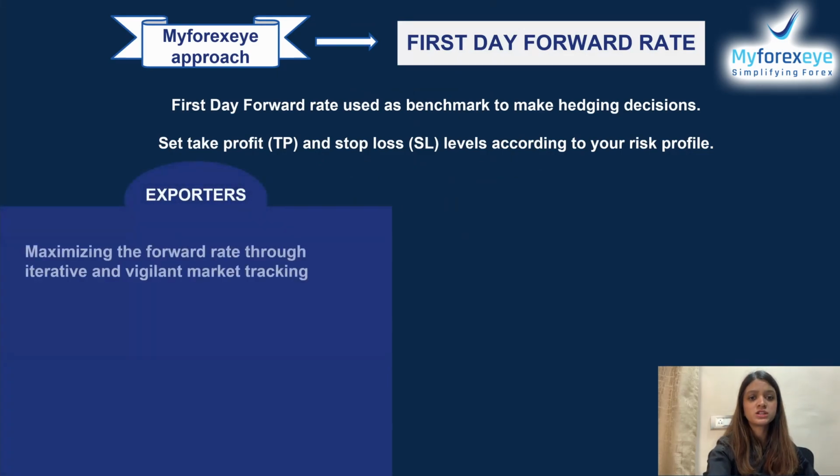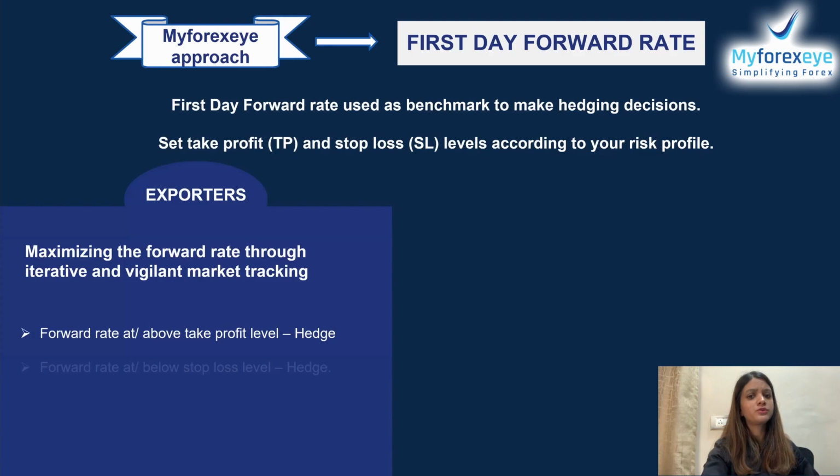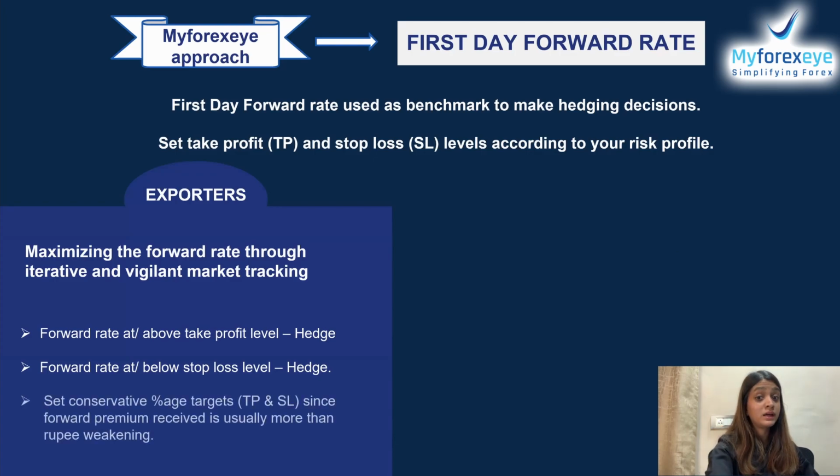So the objective for exporters is to maximize the forward rate through iterative and vigilant market tracking. So if the forward rate is at or above the take profit level, we hedge. And if the forward rate is at or below the stop loss level, we hedge to cap any further losses. An analysis done by the MyForexSci research team showed that exporters should set conservative targets since forward premium received by them is usually more than the rupee weakening.